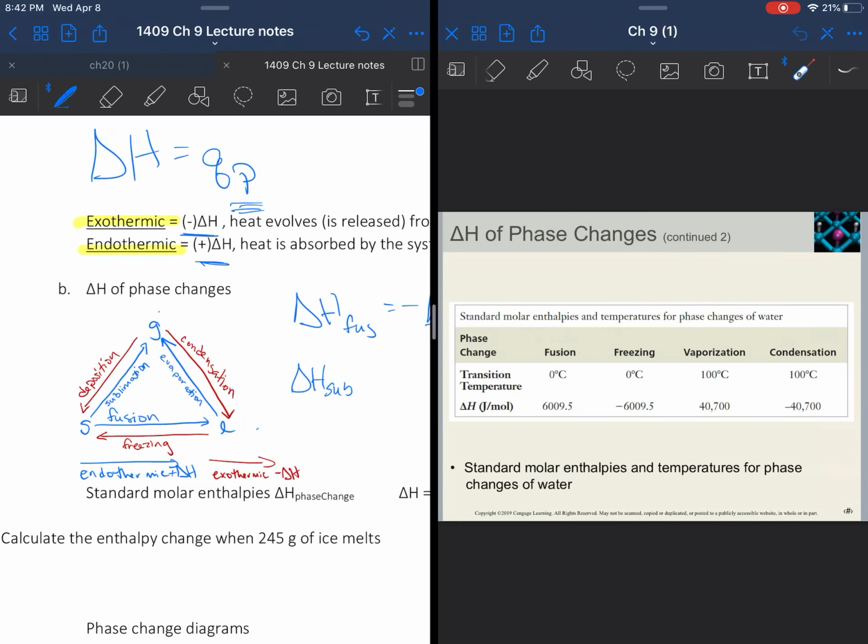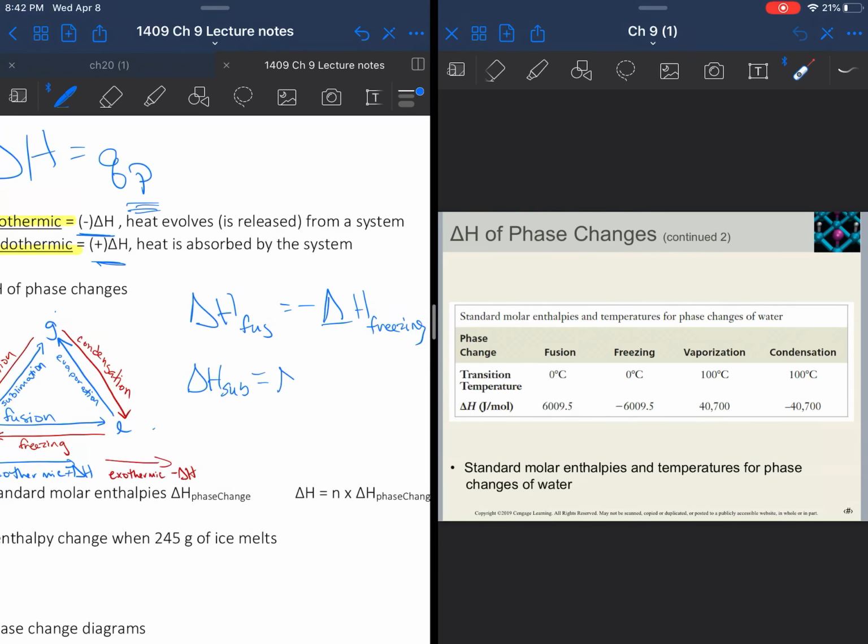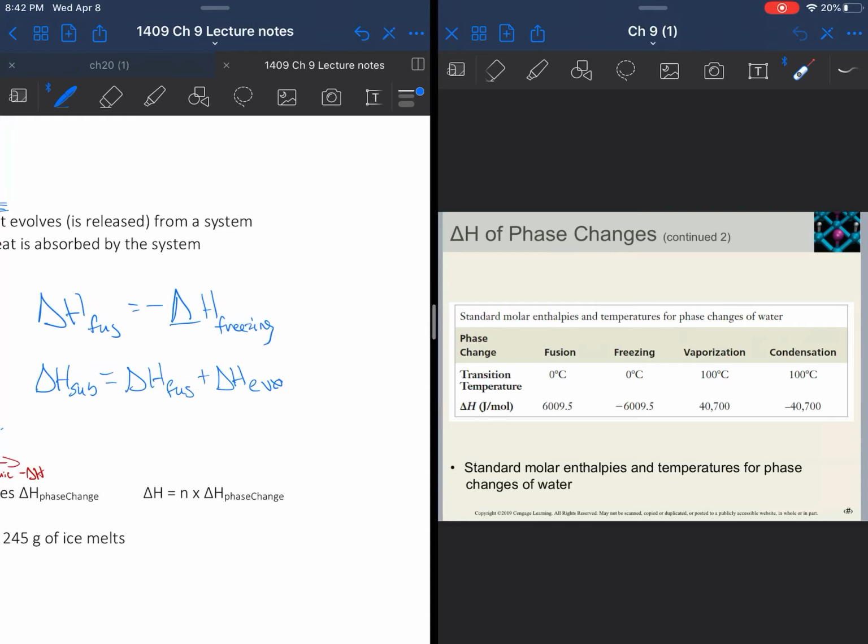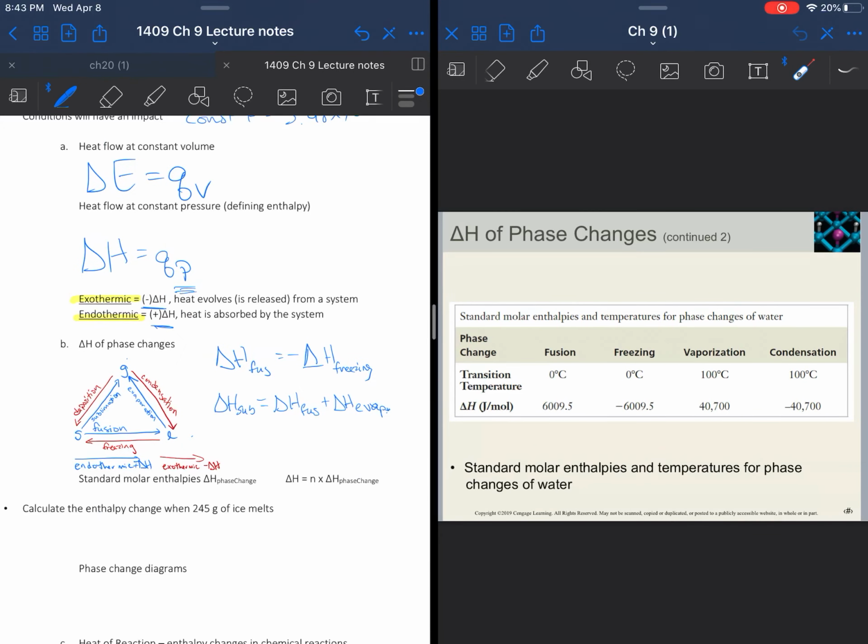Something else important to note, and we're going to learn more about it when we talk about Hess's law, is that delta H of sublimation, going from solid to gas, is actually going to equal delta H of fusion plus delta H of evaporation. The amount of energy to get from solid to gas should be the same whether you go through a liquid or you go straight to the gas. So that's something to note. We will see that pop up again a little bit later.